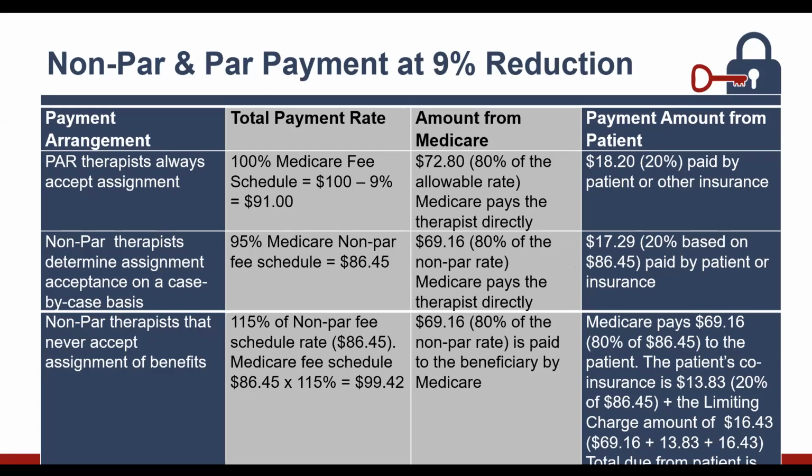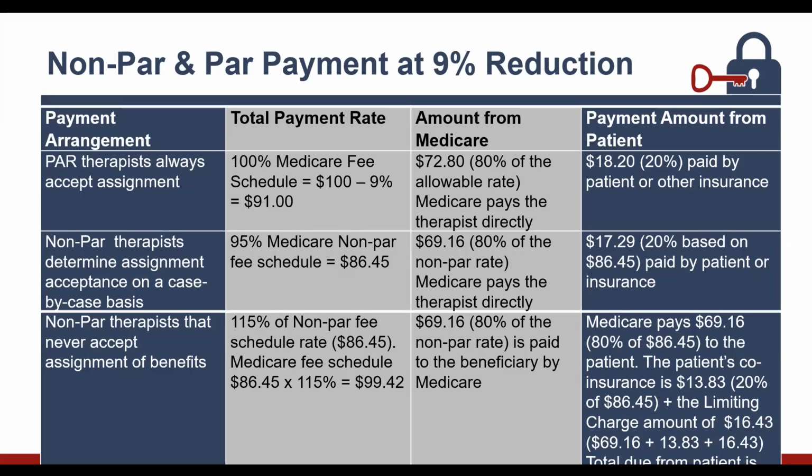So if you are a non-participating therapist accepting assignment, let's look at the further reduction, 95%, and you have that reduction to $86.45. Medicare then would pay $69.16, so that's 80%. The patient would pay $17.29, which is their 20%. And again, the patient is put in a more favorable position. And the person and the entity that suffers, of course, is you: instead of getting $91, you would get $86.45 if you accept assignment as a non-participating provider.